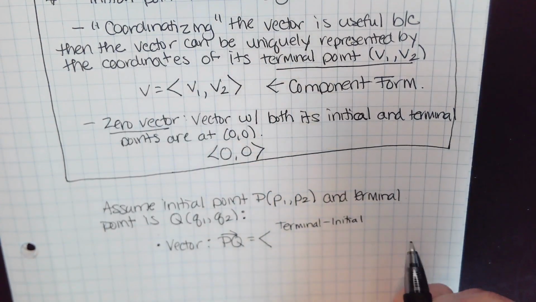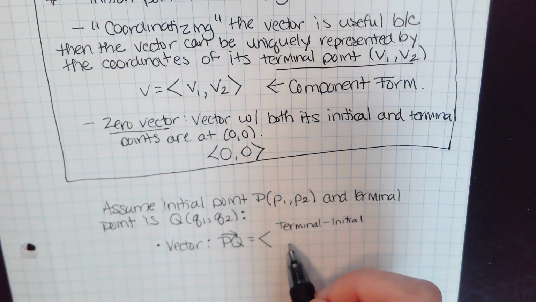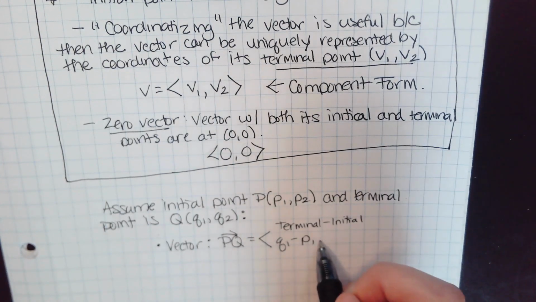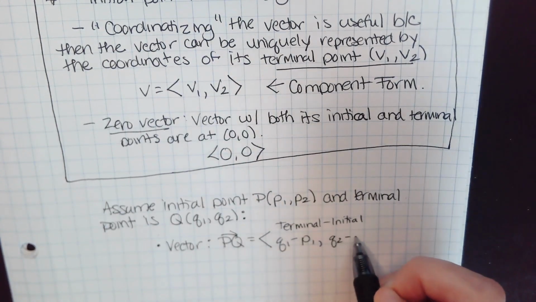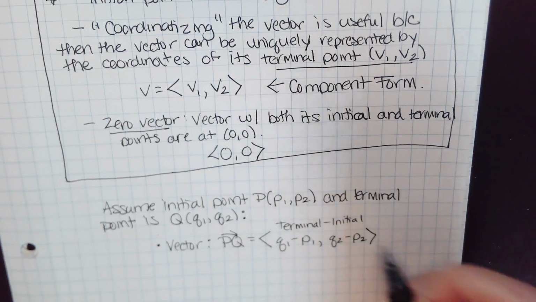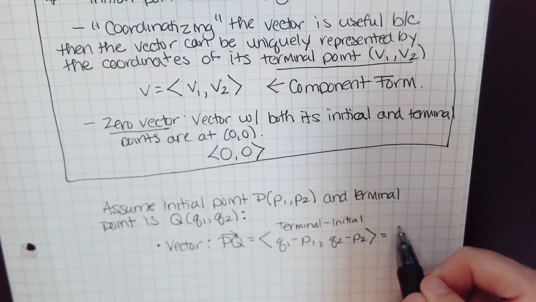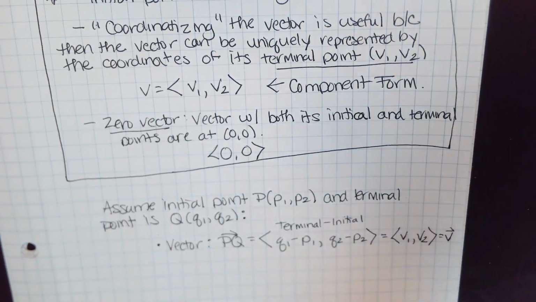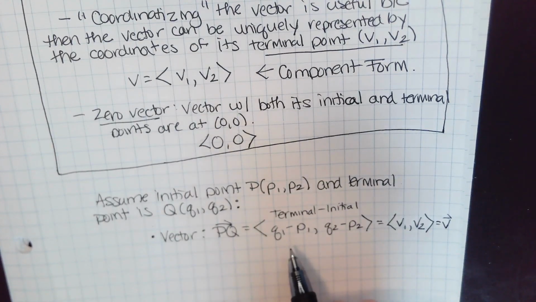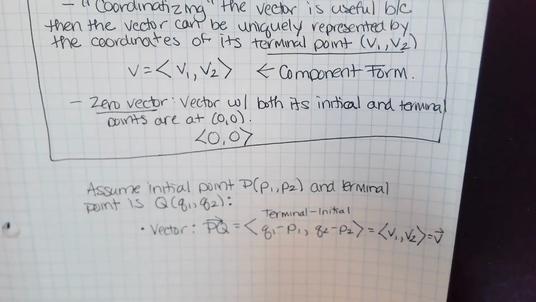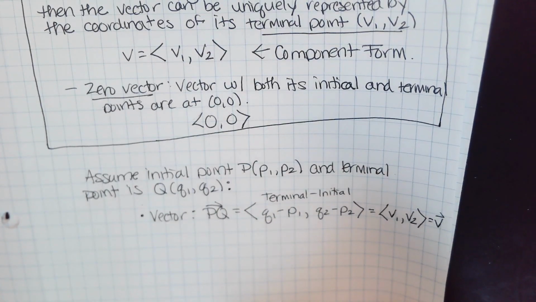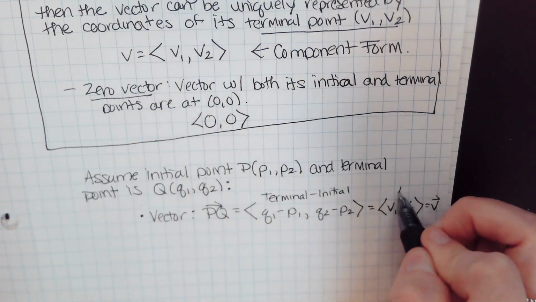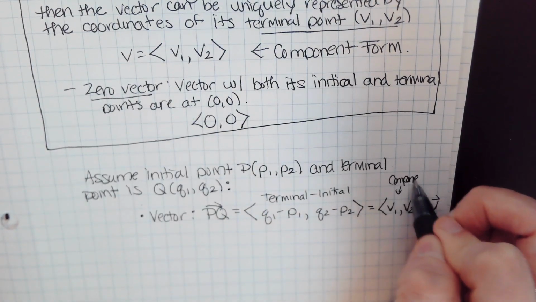This is how we're going to get it into component form. Your terminal point is Q, so we would take Q1 minus P sub 1, and then Q sub 2 minus P sub 2. That would give you a new vector, let's say <V1, V2>, which is just your vector V. Really important to remember: to put your vector into component form, you take the terminal point minus your initial point. And again, that is component form.